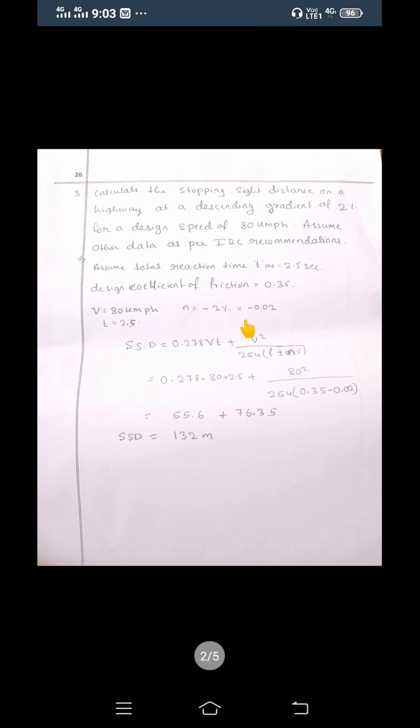Next, we'll take one more numerical of a similar kind here. Calculate the stopping sight distance on a highway at a descending gradient of 2% for a design speed of 80 km per hour. Assume other data as per IRC recommendations. In this question, he has asked us to determine the stopping sight distance, but the condition is that the highway is at a descending gradient of 2%.